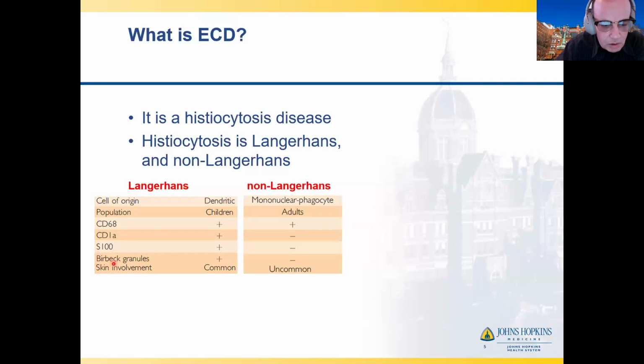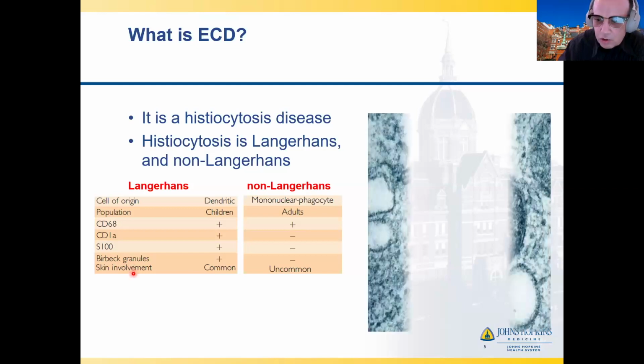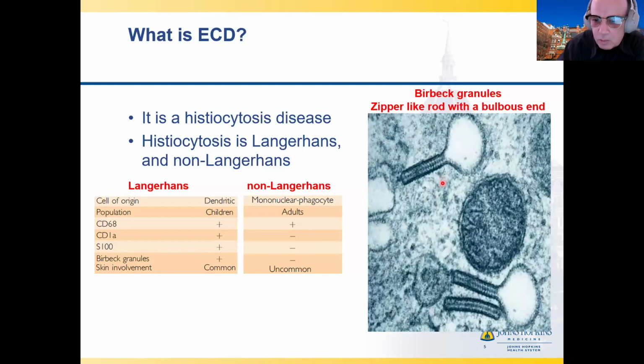And the pathognomonic feature of Langerhans cells are these granules. We call them Birbeck granules, and I'm going to show you how they look under the microscope. This is an electron microscope image of these Birbeck granules, and you can see it has this zipper-like rod with a bulb at the end. Think of it as a tennis racket. So once you see this on tissue, this is a Langerhans cell. And since it was first described, as I said, by Dr. Paul Langerhans, it carries his name, Langerhans cells.